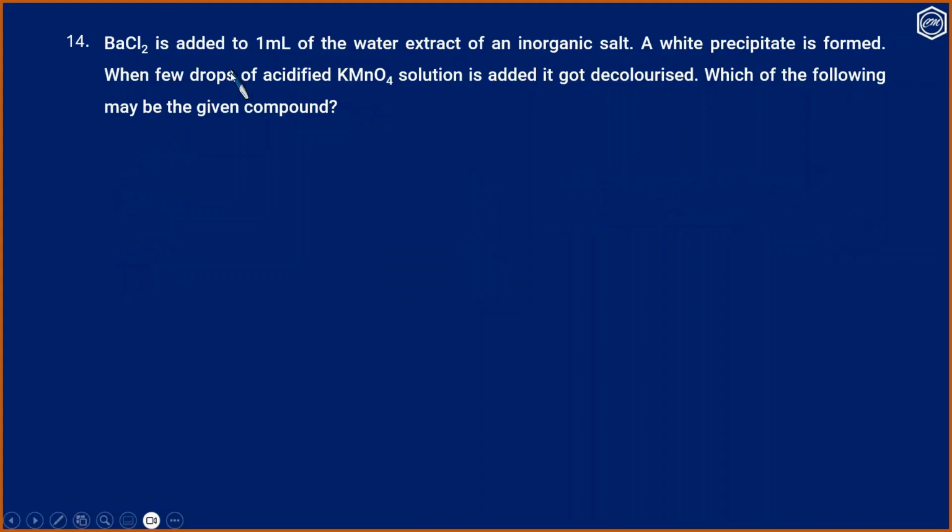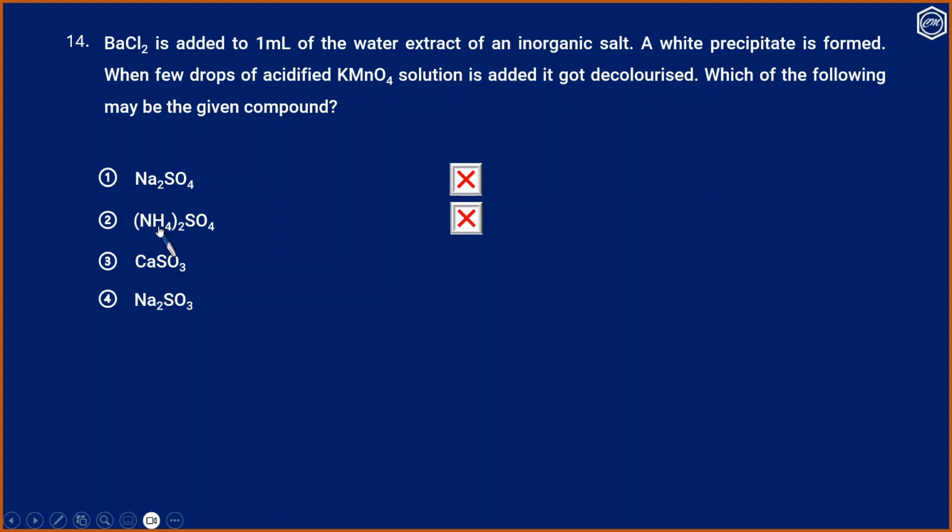Question 14. Barium chloride is added to 1 ml of the water extract of an inorganic salt. A white precipitate is formed. When few drops of acidified potassium permanganate solution is added, it got decolorized. Which of the following may be the given compound? Sodium sulfate, ammonium sulfate, calcium sulfite, sodium sulfite. Of course, the precipitate decolorizes KMnO4. So we can eliminate sodium sulfate and ammonium sulfate. So these two options we can eliminate.